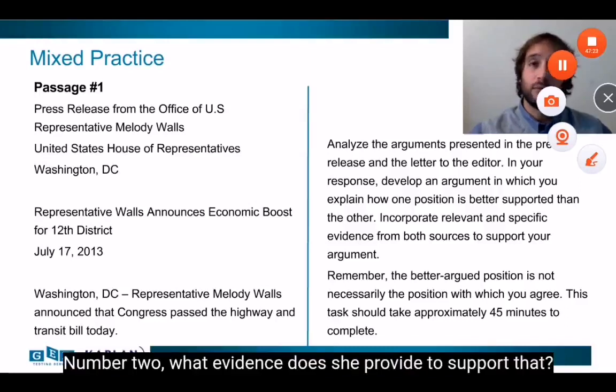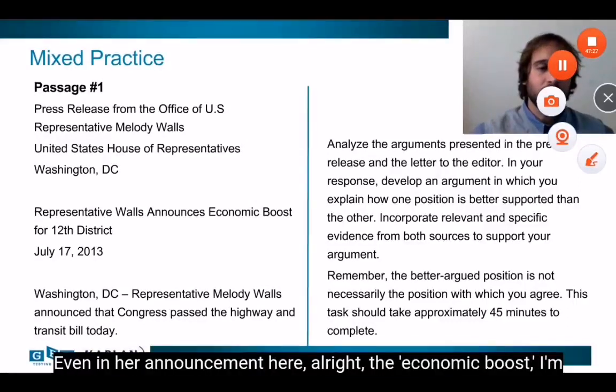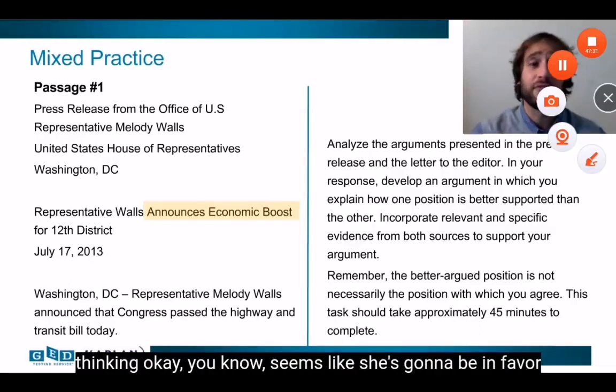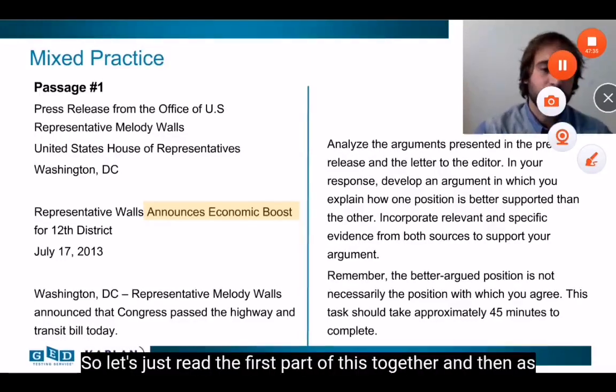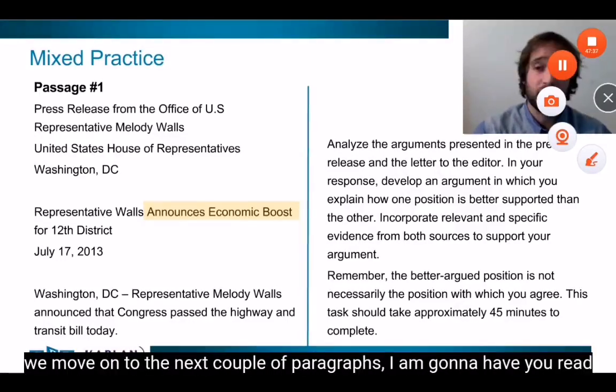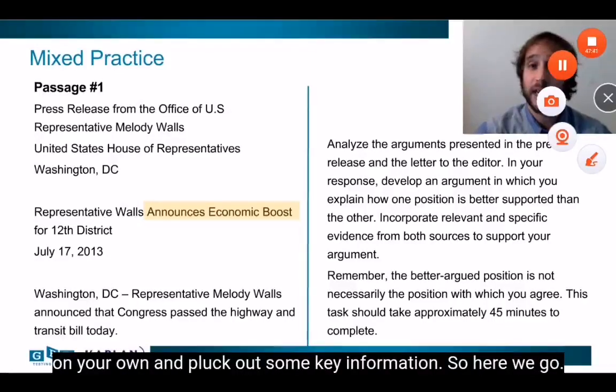Number 2, what evidence does she provide to support that? Even in her announcement here, right, the economic boost, I'm thinking, okay, it seems like she's going to be in favor of something, even before we get to that paragraph. So let's just read the first part of this together, and then as we move on to the next couple paragraphs, I'm going to have you read on your own and pluck out some key information.